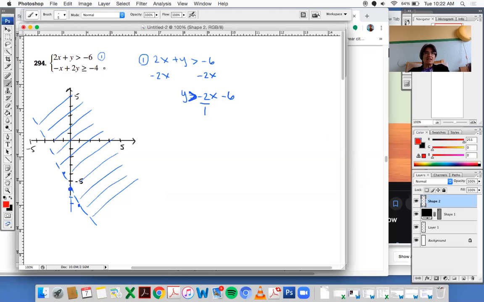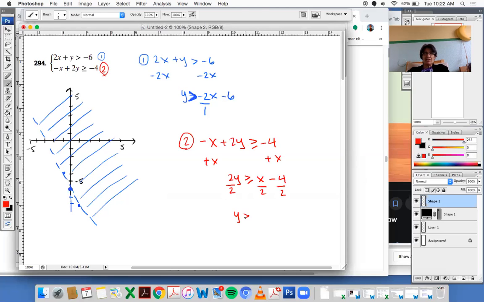Let's go ahead and do the second inequality. Put it over here. Negative x plus 2y is bigger than or equal to negative 4. Again, we need to solve for y. So add x to both sides. 2y bigger than or equal to x minus 4. Divide by 2.